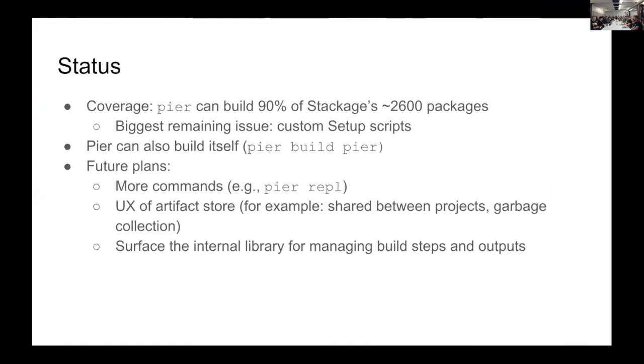And so, a few future plans for this. I'd like to add more commands. Like, I think a Pier REPL command would be really handy and tie in really nicely to everything. Just haven't gotten to that yet. Another is the artifact store that I showed, where right now it's mostly per package. And I'd like that to be shared between projects. There's just a global store. But then if you do that, you need things like garbage collection and just a little bit nicer management of it.